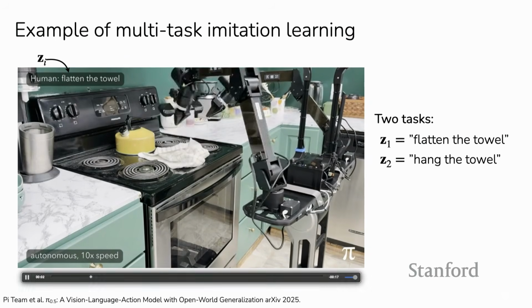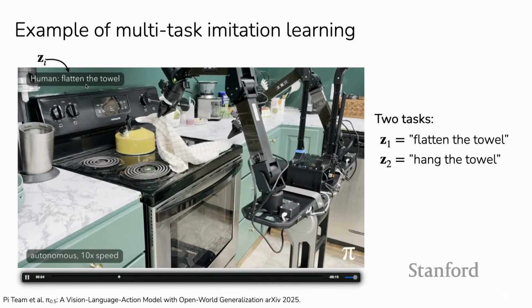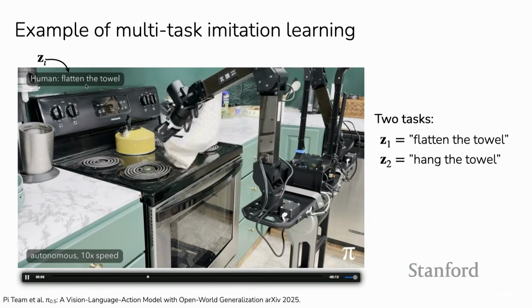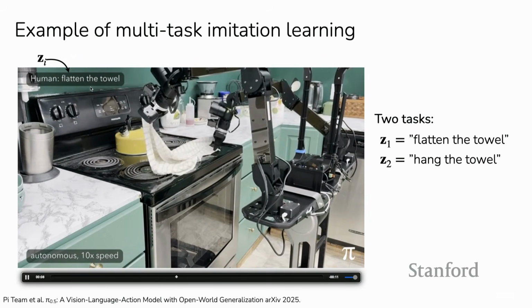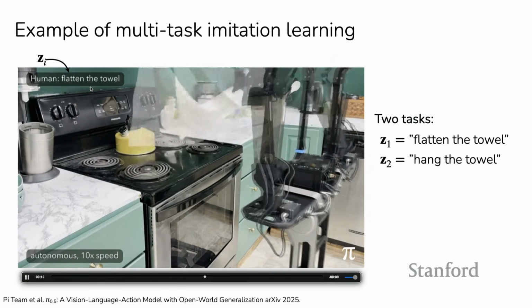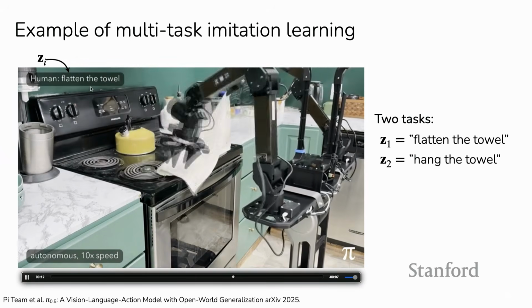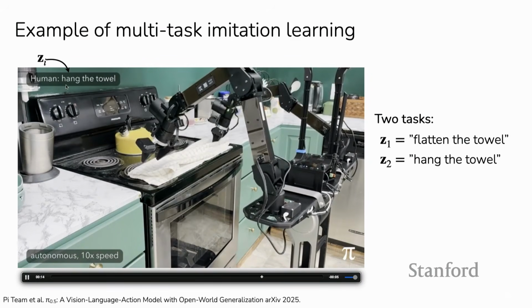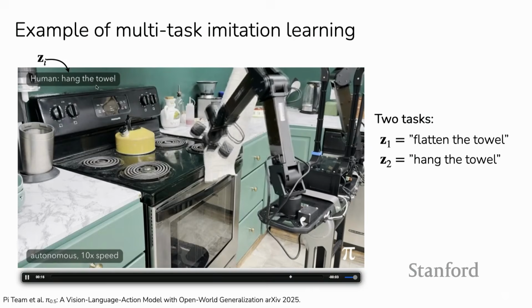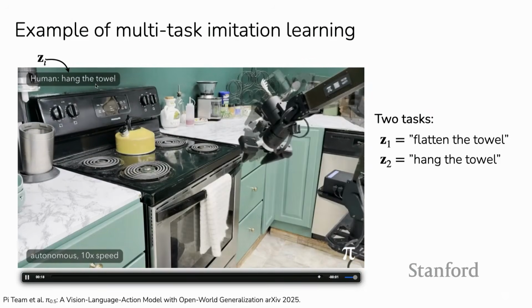And so for the first part, the task is to flatten the towel, and then here we're actually stringing together multiple tasks. At the point where the towel is in a more flattened state, the human actually switches the task and tells the robot, now I want you to hang the towel. And this again is passed into a transformer for the robot to do that task. So this is a case where there are two tasks.